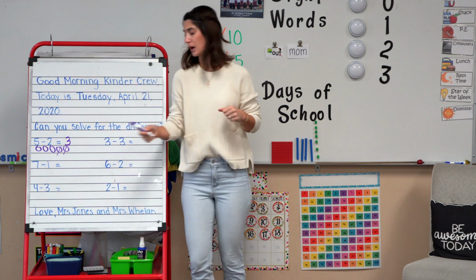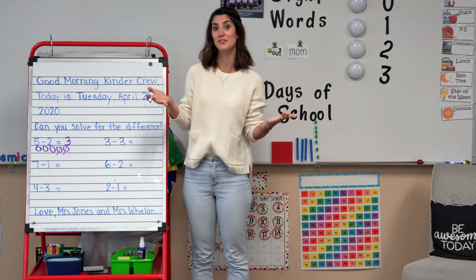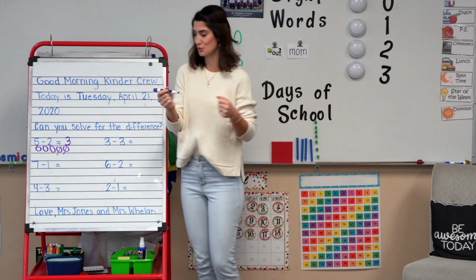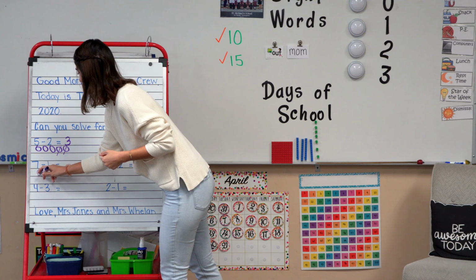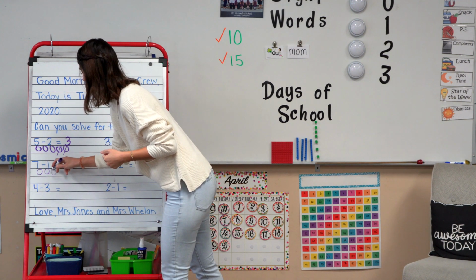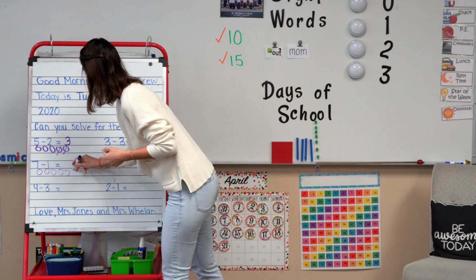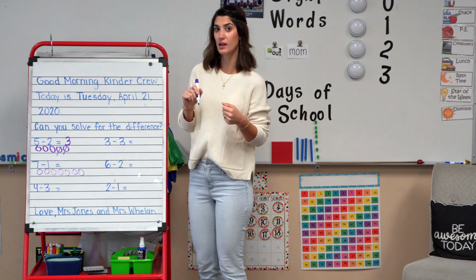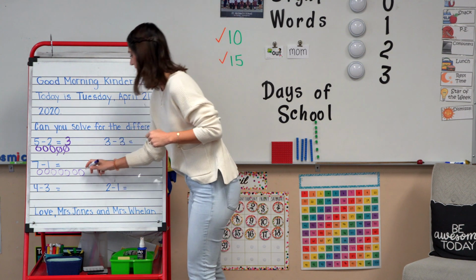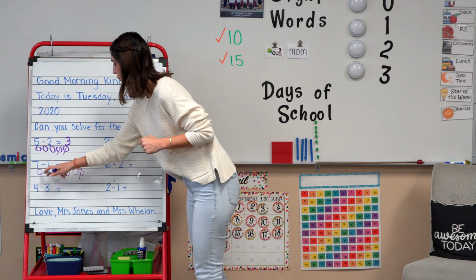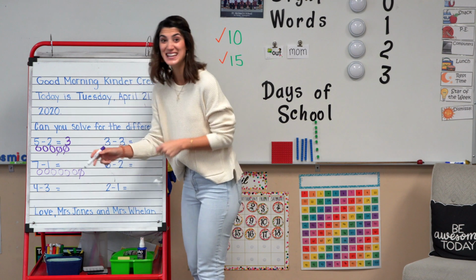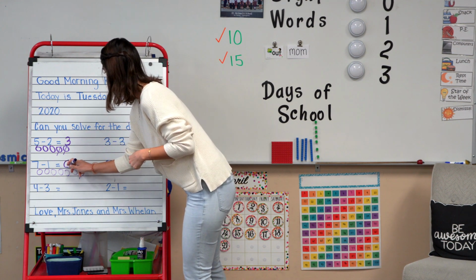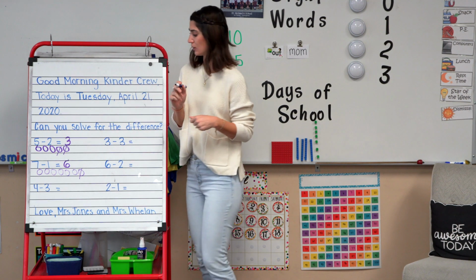All right, let's look at our next problem. If you know it, you can shout it out. 7 minus 1 equals, okay, I'm going to go ahead and draw it. So I'm going to start with 7 circles, minus 1. So how many am I taking away? 1. And how many do I have left? 1, 2, 3, 4, 5, 6. 6 is left. So my difference is 6. 7 minus 1 equals 6.